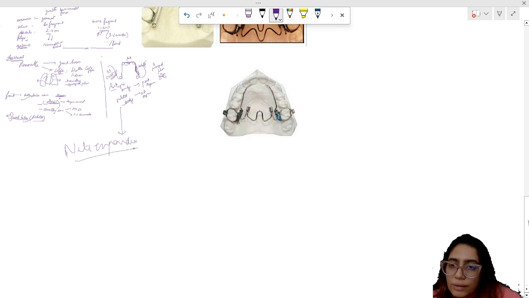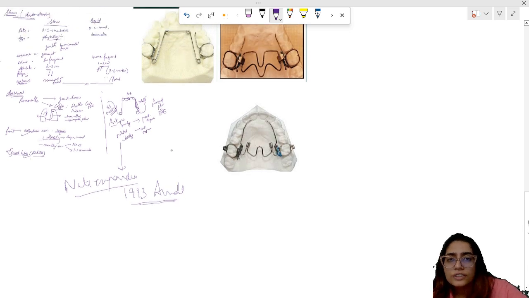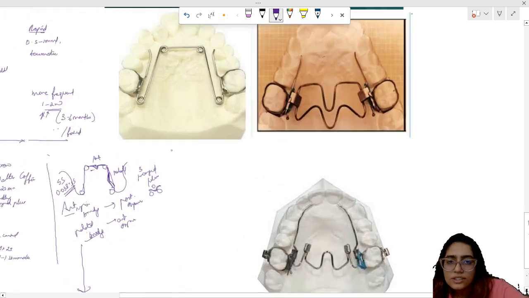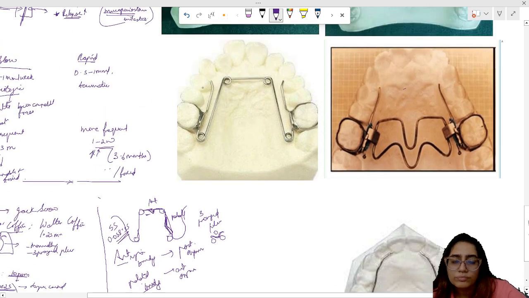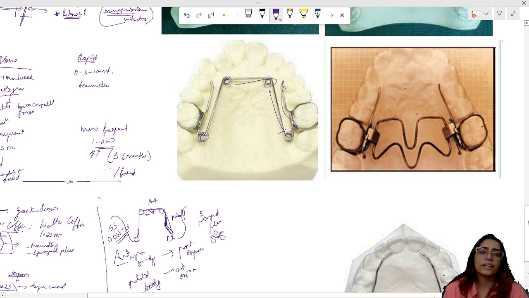So this NITA expander was given in 1993 by Arndt et al. I'll show you the figure. First of all, this is your quad helix. These are anterior helices, posterior helices, anterior bridge, parietal bridge, outer arms, and this over here is your NITA expander. So the NITA expander has two components.